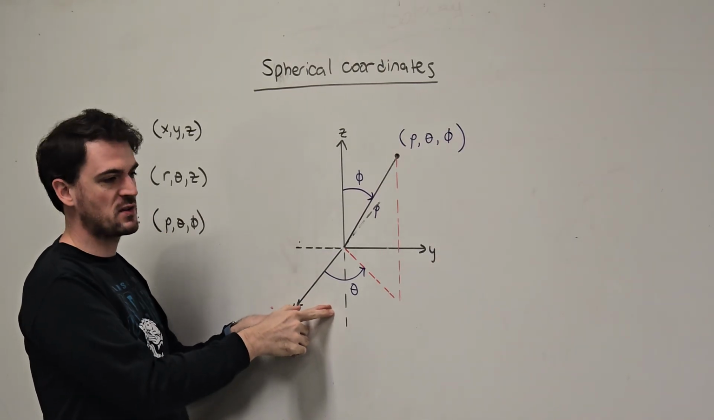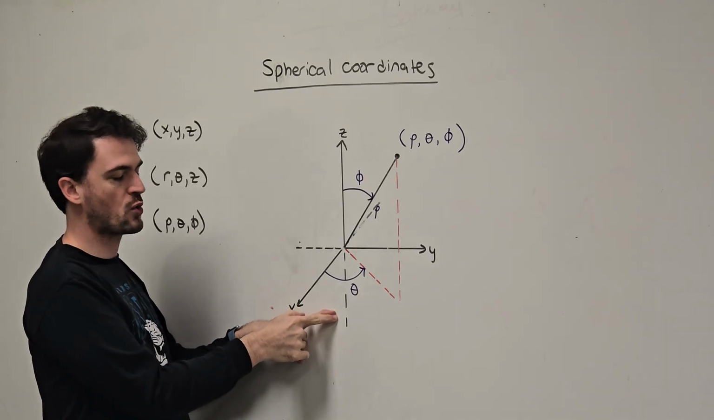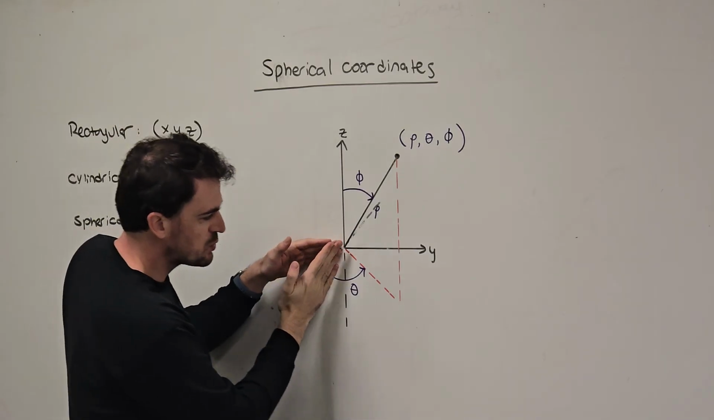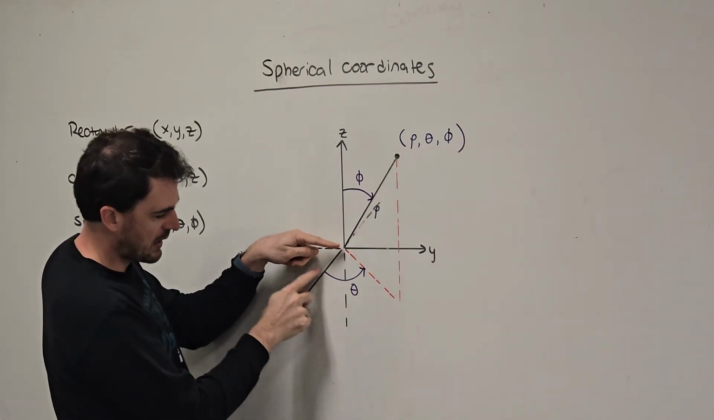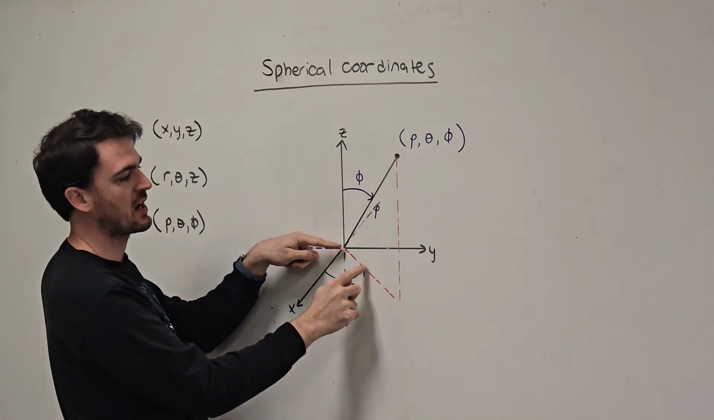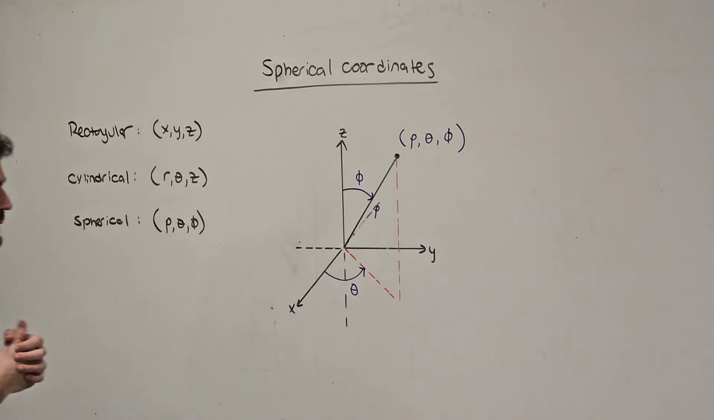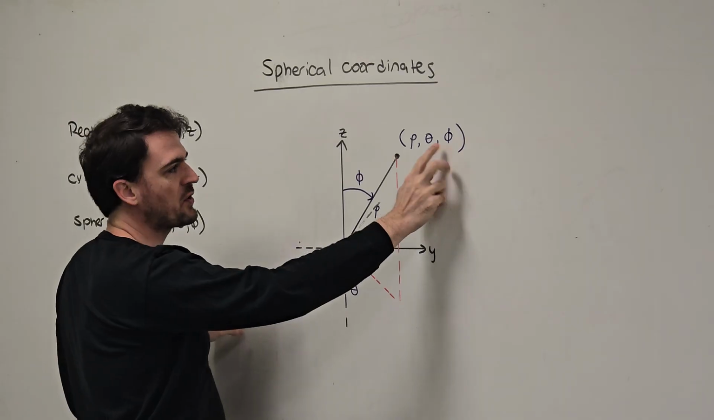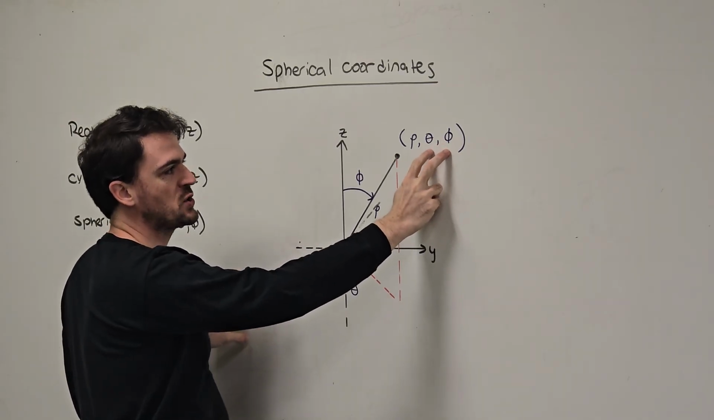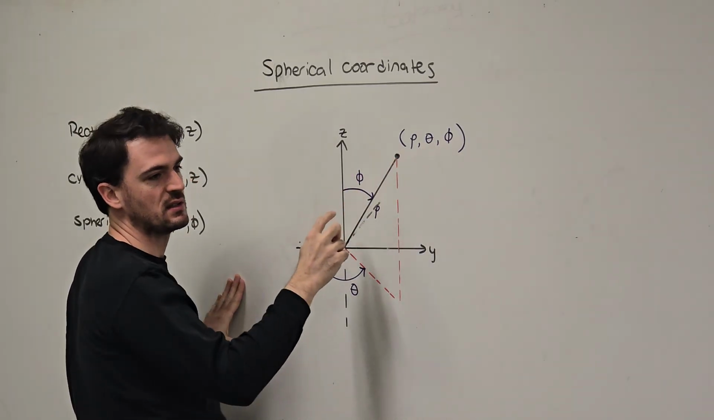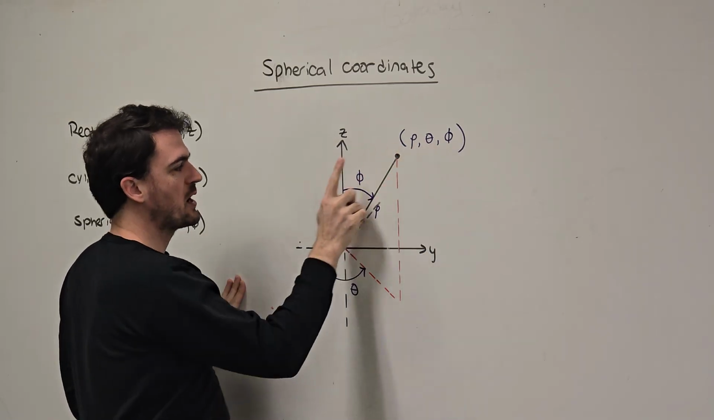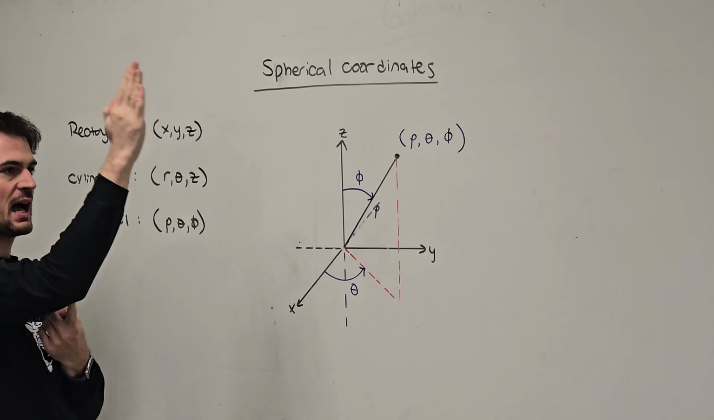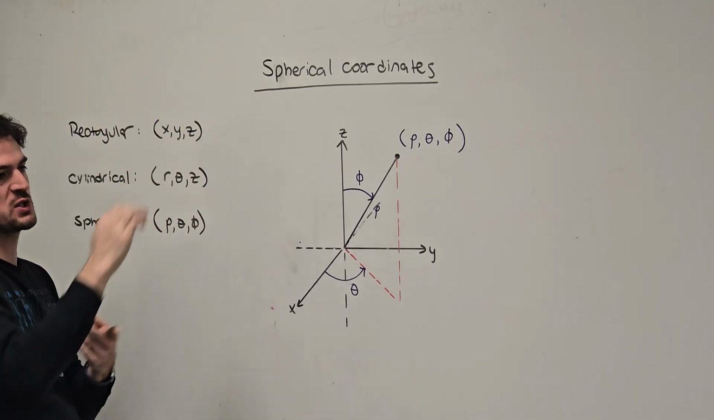Theta, you're going to like this one. Theta is the same theta from cylindrical coordinates. It's from the positive x-axis, how far of an angle did I sweep out to reach that coordinate? And now our new one is another angle. So in spherical coordinates, you have 2 angles and 1 distance. This angle now is from the positive z-axis. How far did I sweep out to reach my point?